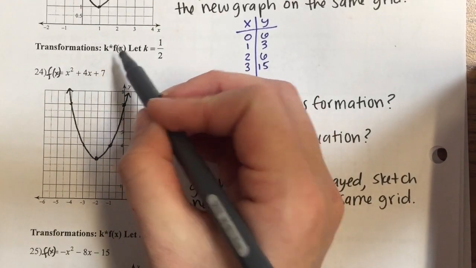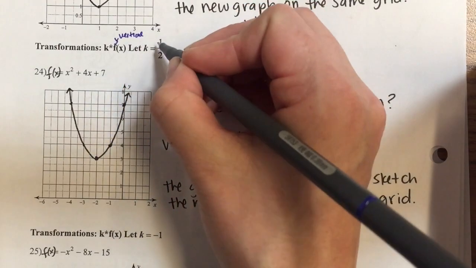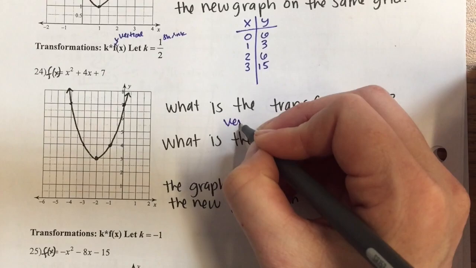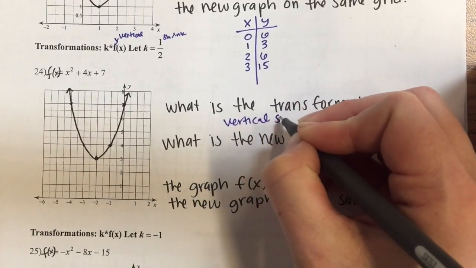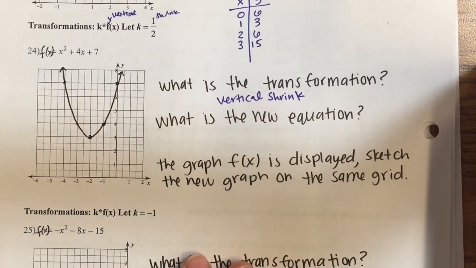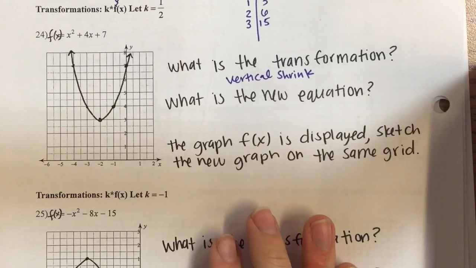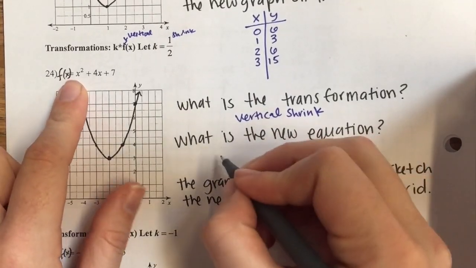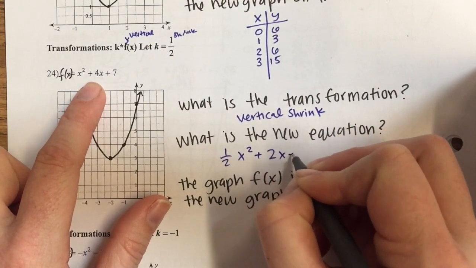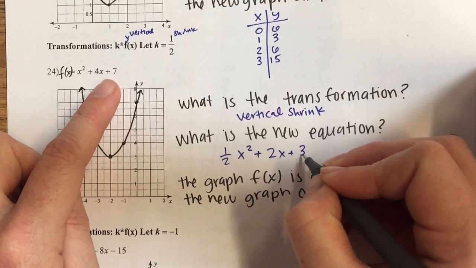Next one, I'm timesing it by y, so I know it's vertical. The fraction will make it shrink. What is the new equation? I have to multiply everything by 1/2. Half of 4 is 2. Half of 7, I'm just going to write a decimal, 3.5.